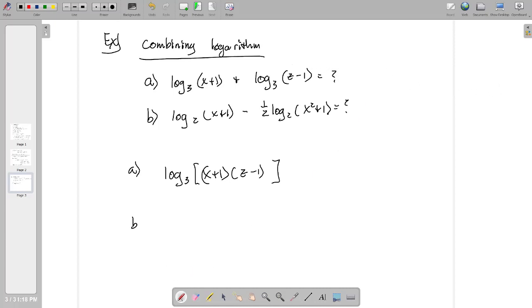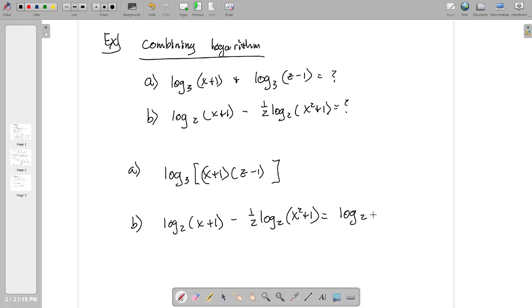B. Log base 2 of x plus 1 minus 1/2 log base 2 of x squared plus 1. Okay, so there's a couple of steps to this one. First, we have this 1/2 in front of the log base 2. We have to deal with this first. So remember what 1/2 is as a power. This is going to move up to be a power on the x squared plus 1.